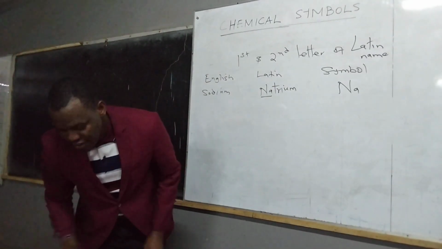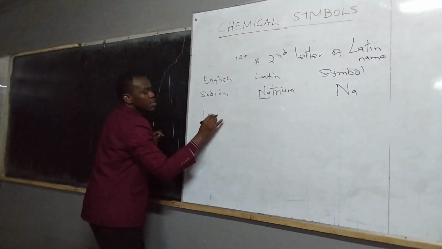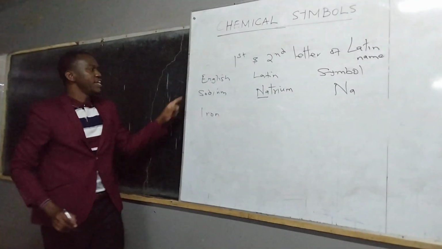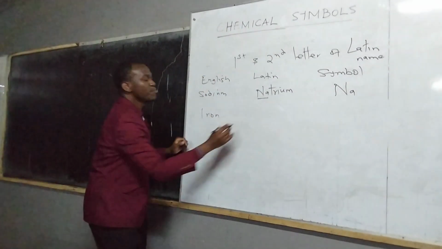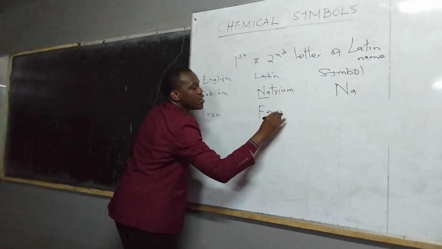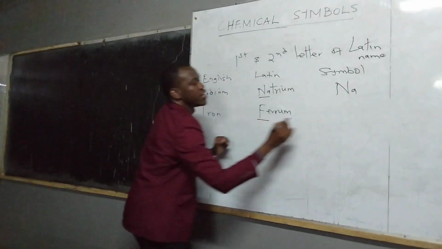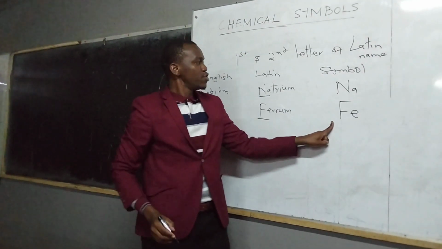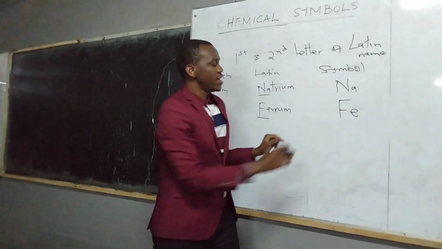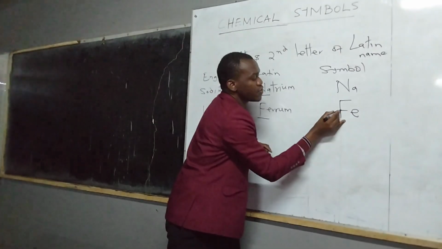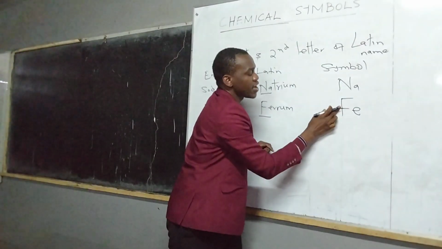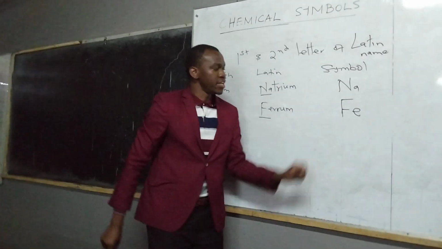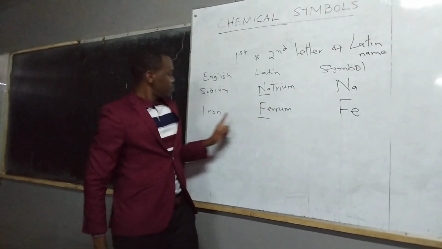Another one is iron. The chemical symbol for iron, we don't say Ir. We extract it from the Latin name called ferrum. That is Fe. Remember when you are writing the chemical symbol for iron, ensure you write it correctly, because if you just cross the letter like this, then that one becomes a small letter. So ensure that you have not crossed that letter. The chemical symbol is Fe.